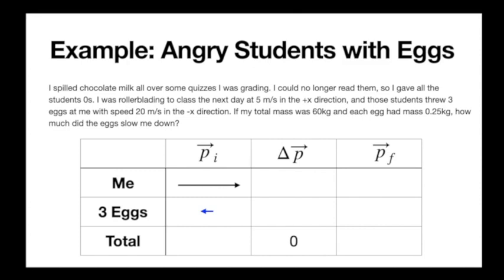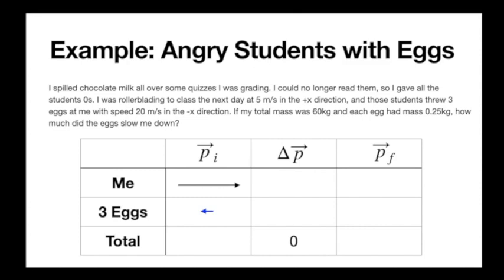Their velocity is only 4 times more than mine, right? 5 versus 20, but their mass is 1/240th of mine. It's like 60 kilograms versus 1/4 of 1 kilogram. That's much more significant than 5 meters per second versus 20 meters per second. So, I mean, that's kind of intuitive, right?